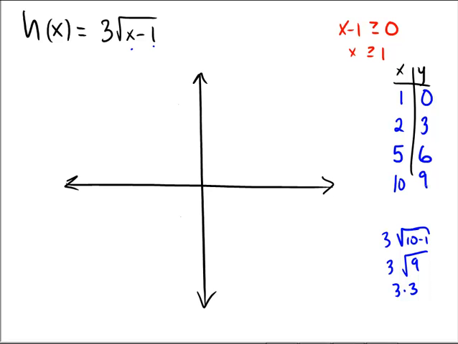Coming over to our plot now, x is up through 10: 1, 2, 3, 4, 5, 6, 7, 8, 9, 10. Y is up through 9: 1, 2, 3, 4, 5, 6, 7, 8, 9. 1, 0, 2, 3, 5, 6, and finally 10, 9. So this time the graph looks like this. Again, half a parabola, but this time it's moving upward instead of downward.